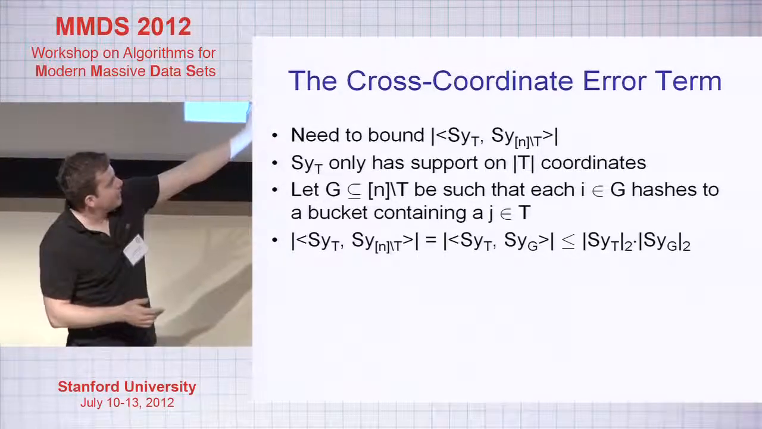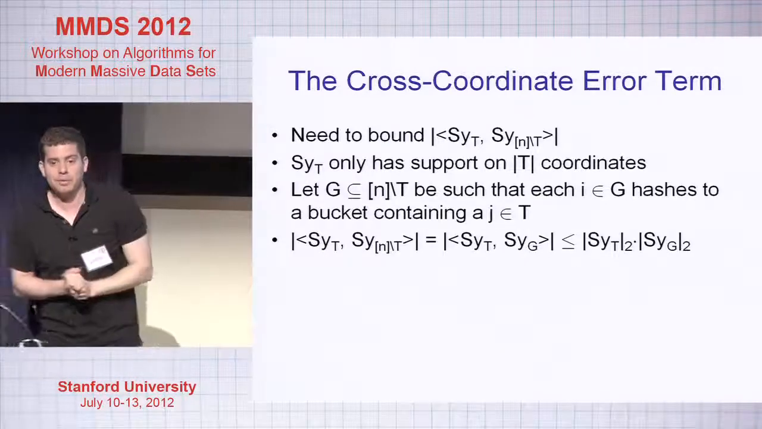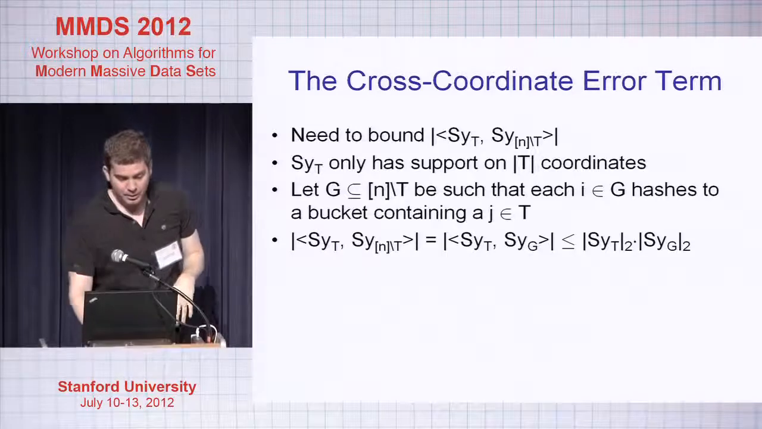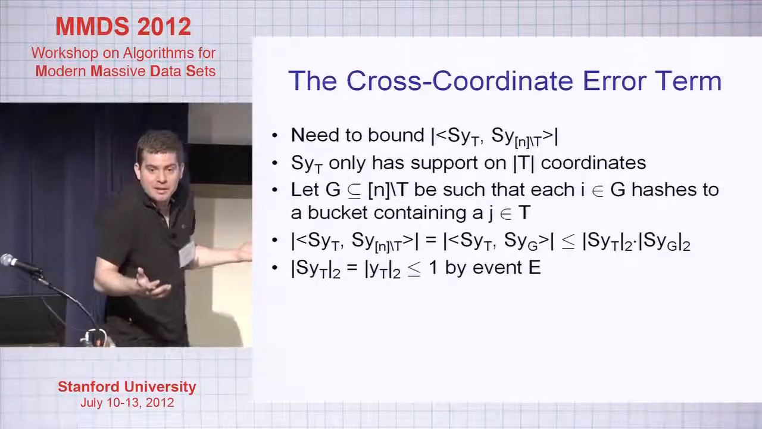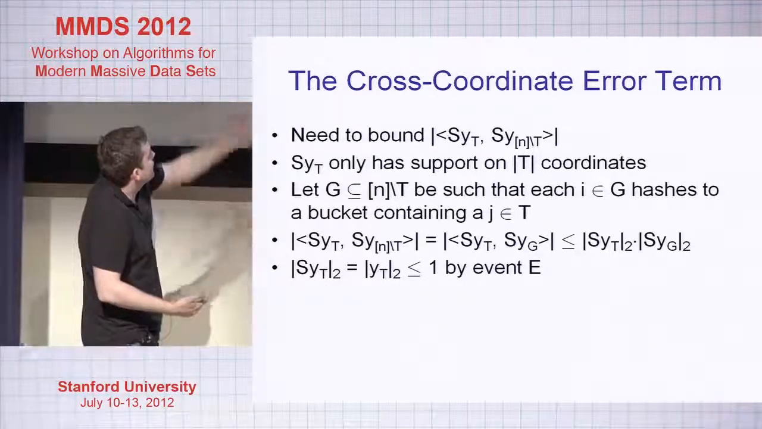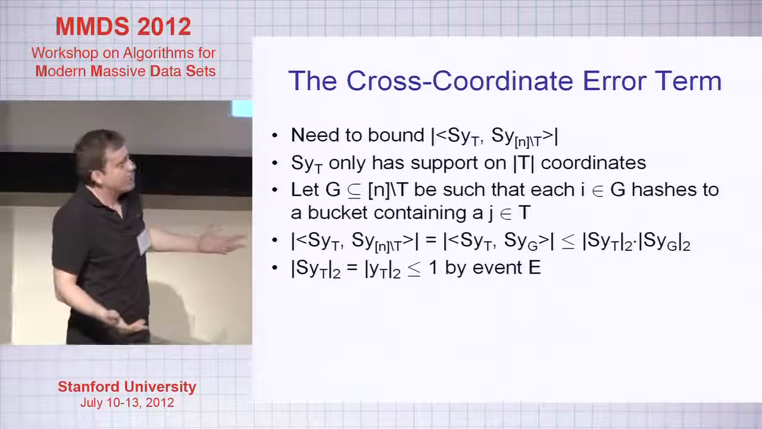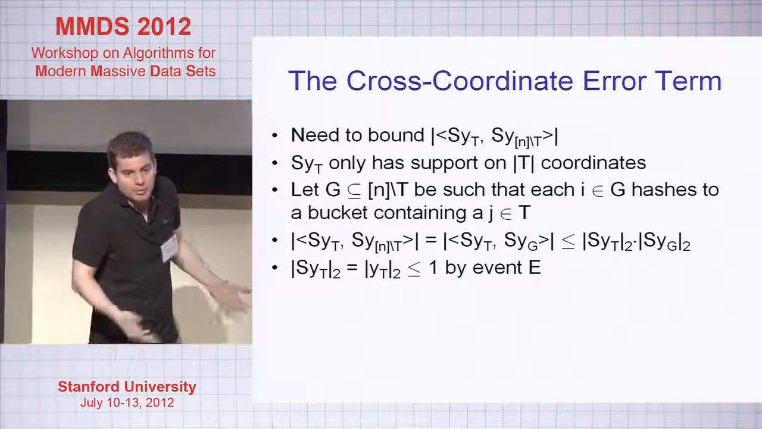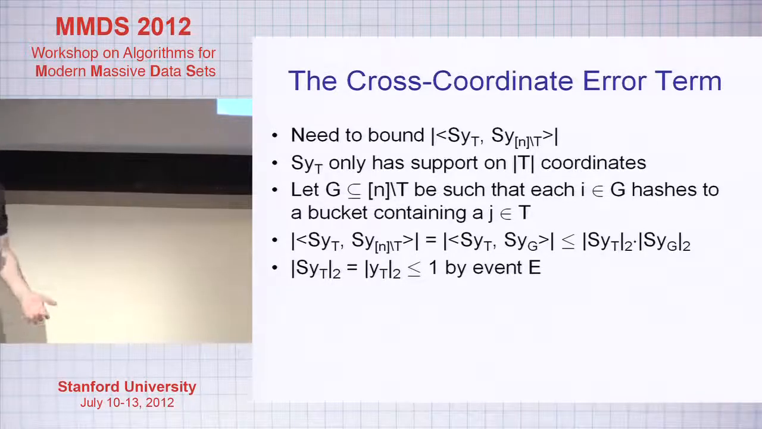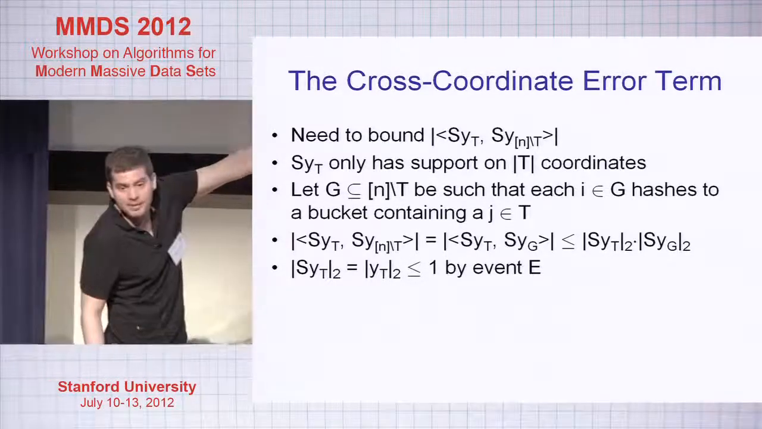And by Cauchy-Schwarz, this is at most the 2 norm of S y_T and the 2 norm of S y_G. Okay, but we condition on this event E, which basically preserved the heavy coordinates. So the 2 norm of S y_T is equal to the 2 norm of y_T. We're looking at unit vectors without loss of generality. So this is at most 1. Okay, so now we just need to bound this 2 norm of S y_G.